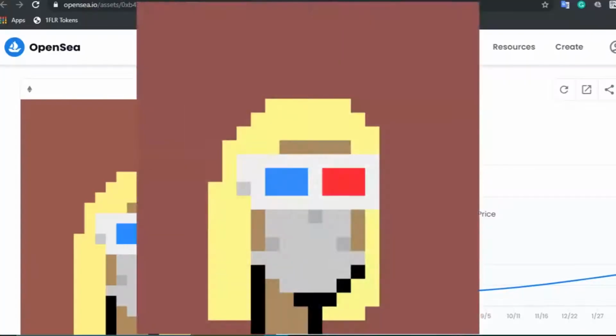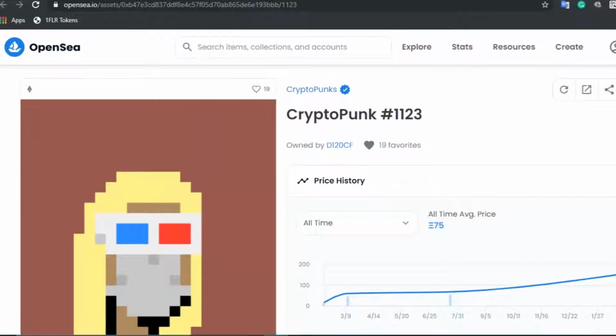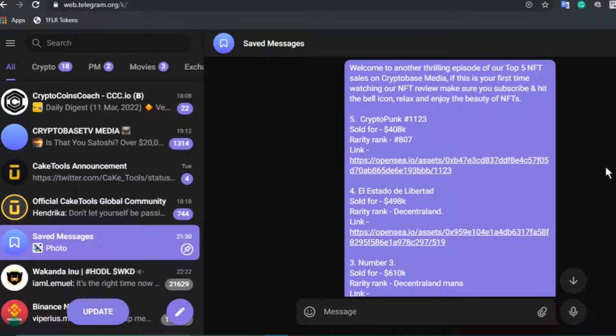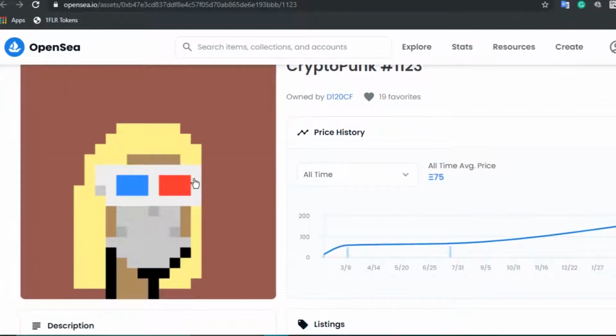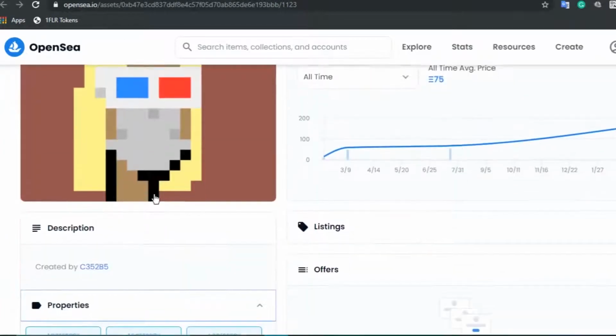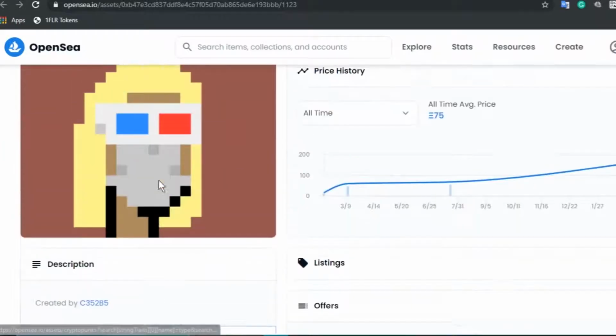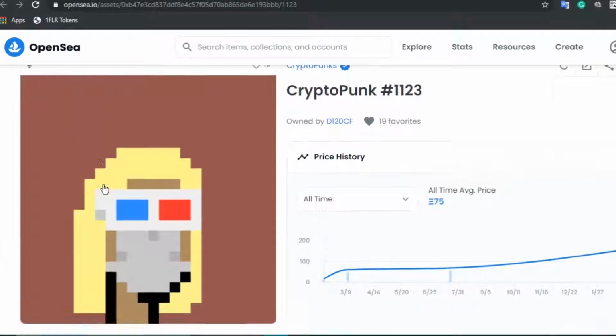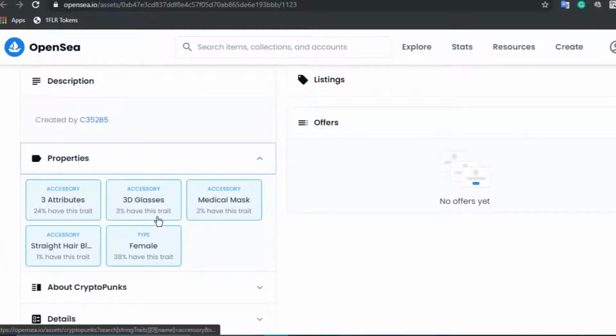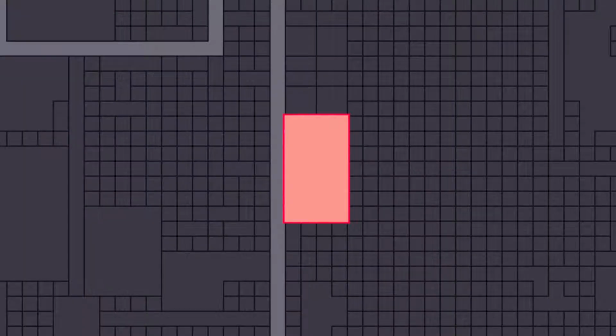The fifth NFT on my list is CryptoPunk 1123. CryptoPunk 1123 was sold for a total amount of $408,000, and it has a rarity rank of 807. Guys, this NFT is actually a female NFT, probably because of the International Women's Day we just observed worldwide recently. This NFT is a female with blonde hair, a medical mask, and then 3D eyeglasses.